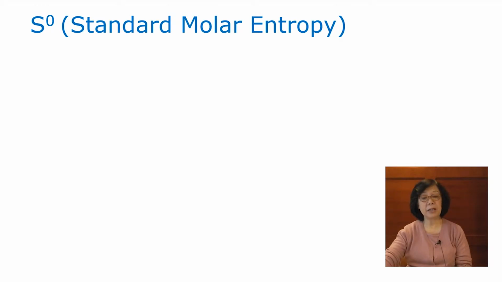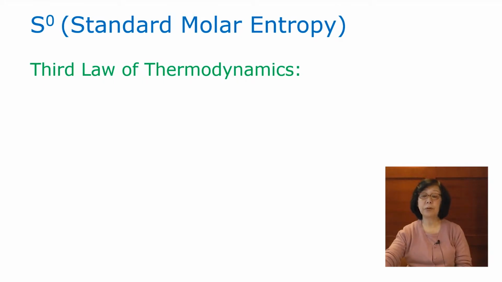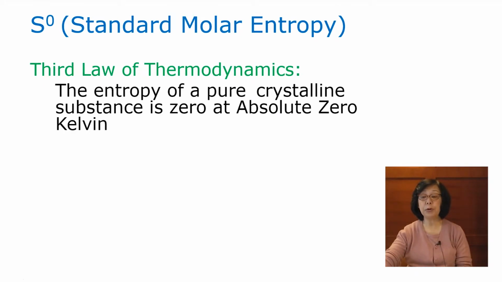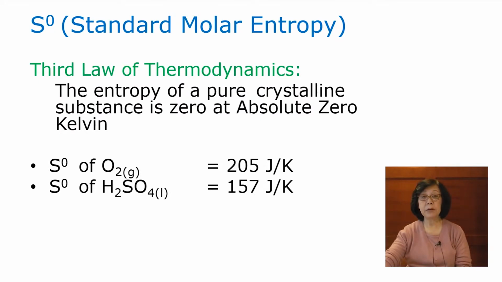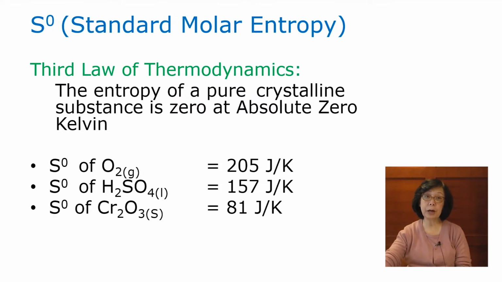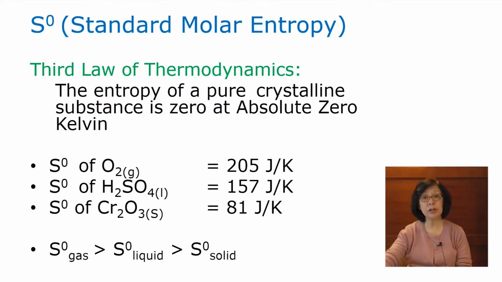S° is the standard molar entropy. The third law of thermodynamics says that the entropy of a pure crystalline substance is 0 at absolute 0 Kelvin. So for oxygen, we look it up from a table in your textbook: 205 joules per Kelvin. For sulfuric acid, 157 joules per Kelvin. And for chromium(III) oxide solid, 81 joules per Kelvin. And we can conclude that the standard entropy is greatest for gas, followed by liquid, followed by solid.